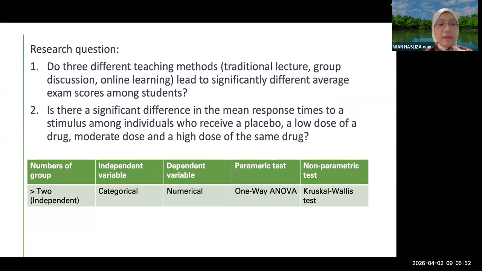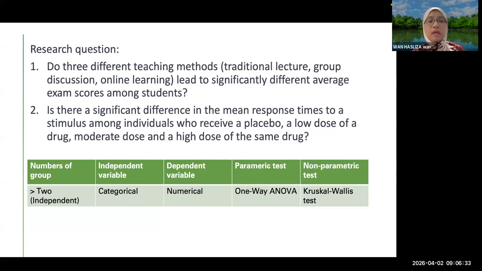Okay, next. Now we have a research question. Do three different teaching methods, either traditional lecture, group discussion, or online learning, this is the factor you want to see, have significantly different exam scores? If the students attend traditional lecture, you compare with group discussion, and with another group using online learning. At the end, you want to see their exam scores, which one is effective, and so on.